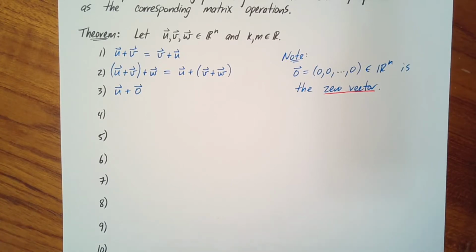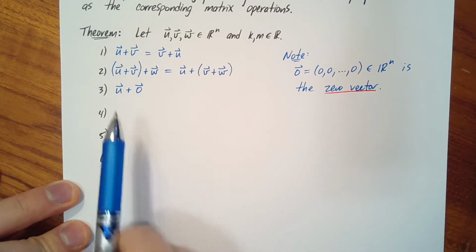If you want the coordinate vector in R4, that's the zero vector, you just take all four coordinates to be 0. So in any event, that's what the zero vector is. So with that in mind, let's finish this property.